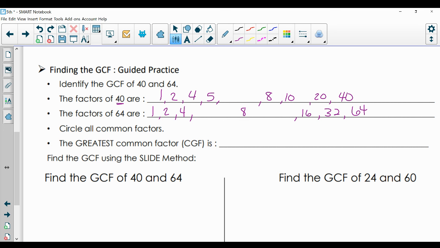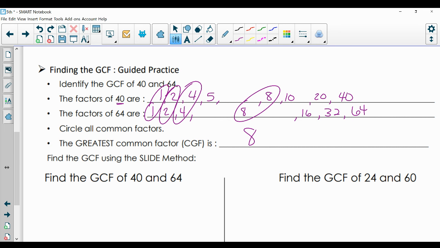Alright, so then you can go back and circle everything they have in common. Do they both have 1? Yes. Do they both have 2? Yes. Do they both have 4? Yes. Do they both have 5? No. Do they both have 8? Yes. Do they have anything else? No. What's the biggest number they have in common? 8. That's your GCF.